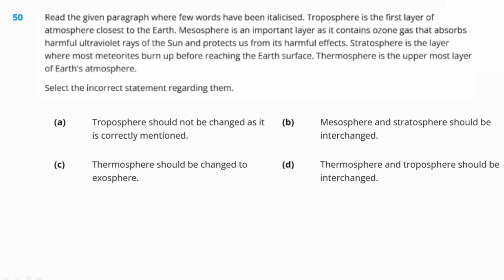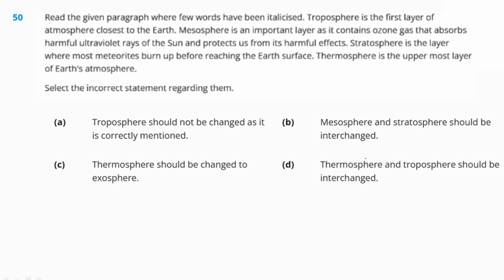So, should troposphere be interchanged, as it is incorrectly mentioned? No, this is correctly mentioned. Next, mesosphere and stratosphere should not be interchanged. Yes, definitely they are in the right places. They should not be interchanged. Next, thermosphere should be changed with exosphere. No, we should not change them. They are also in the right places.